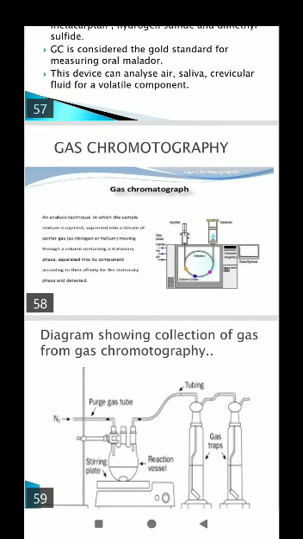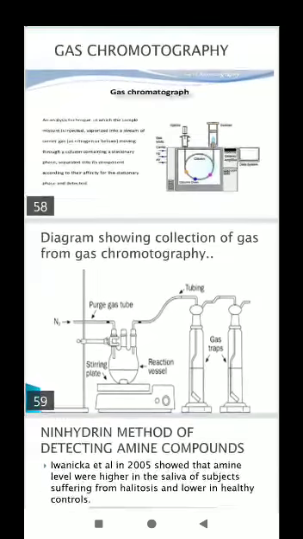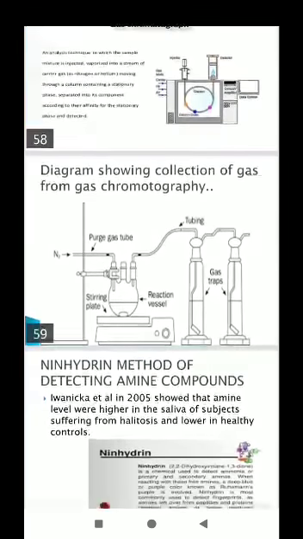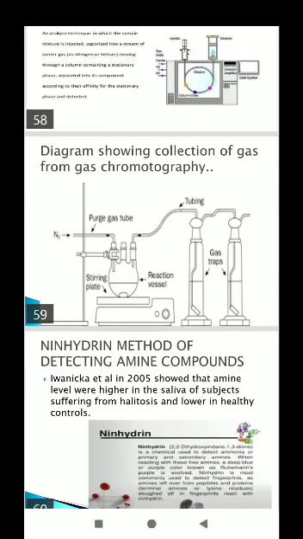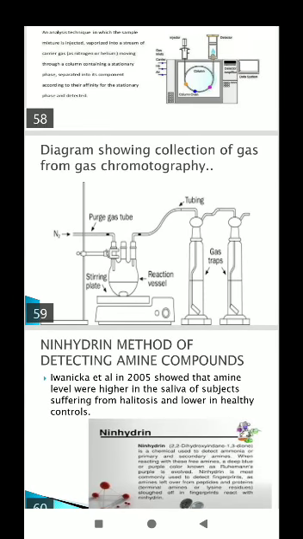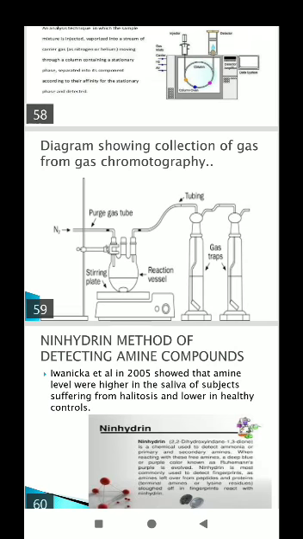This is the diagram showing gas collection from the gas chromatography test. This is the device installed, and in this the nitrogen gas is given, and this is the purge gas tube. This is the stirring plate consisting of the flask, and the flask consists of the reaction vessel. In the alternative tubes we can see that the gas is trapped and is converted into liquid through the tubing as it cools down.